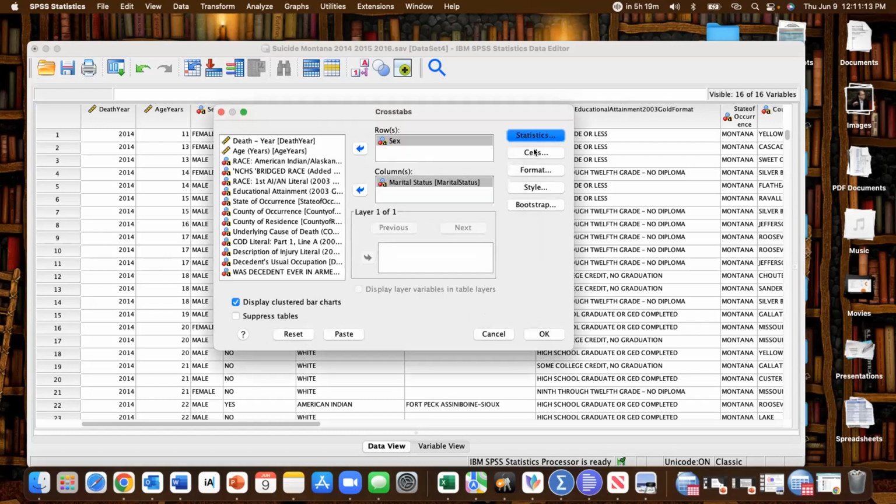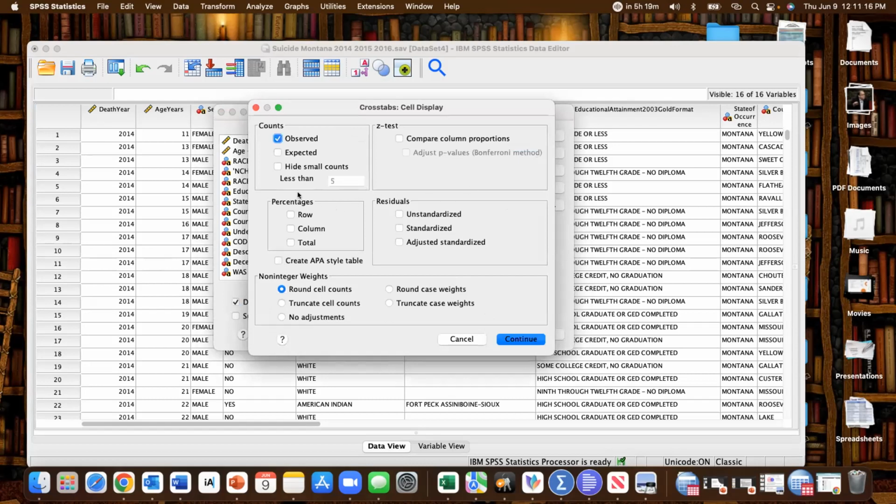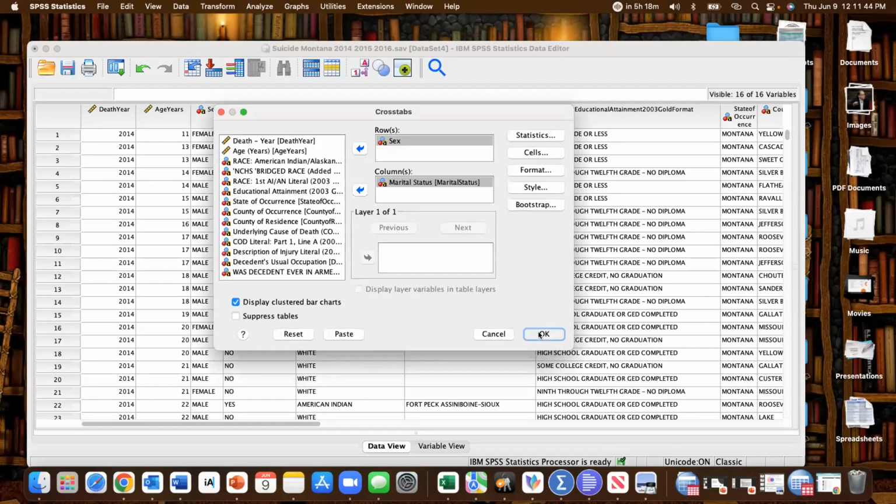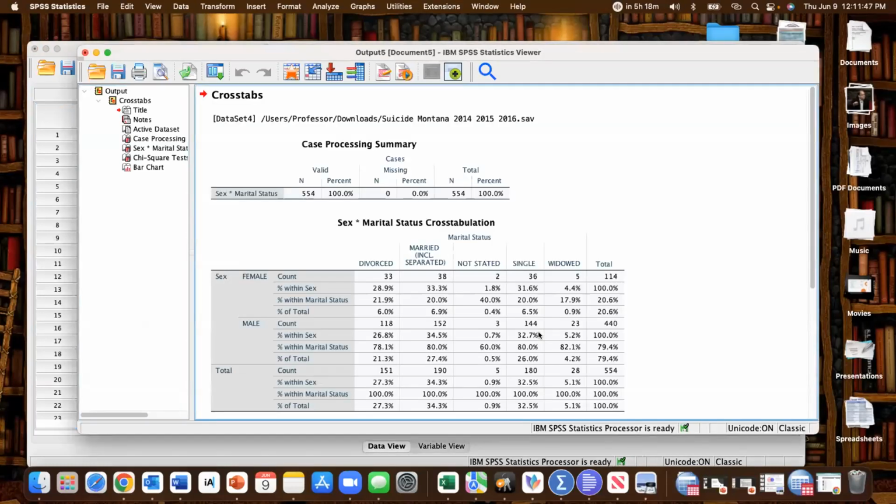I'll hit continue. In cells, I want percentages and I want observed cases only. And so I'm going to do percentages for my rows and total. Now you necessarily don't need to do this for your homework unless you feel like you need it to interpret, but I'll show you what it does for you. Continue. So I'm going to hit OK, and this is where we're going to come up with our display.